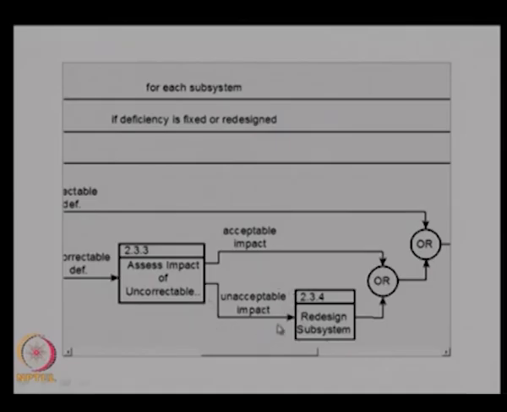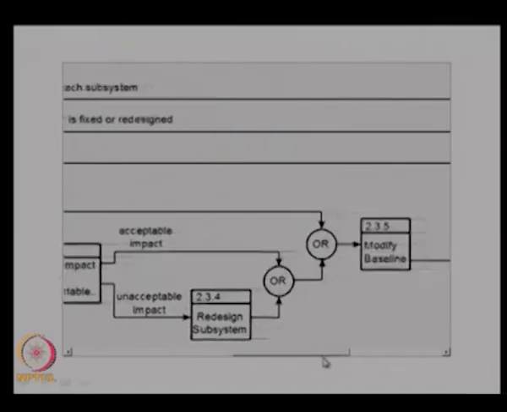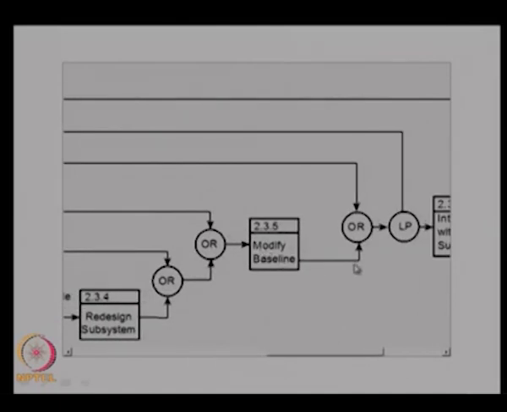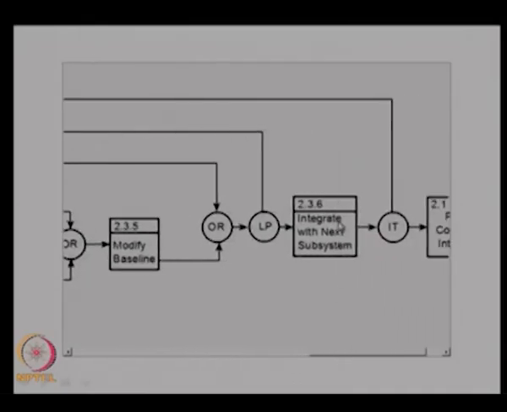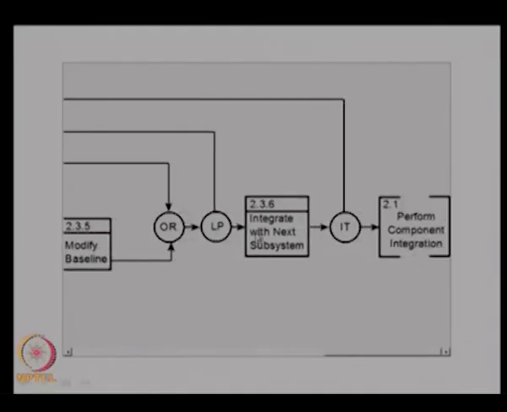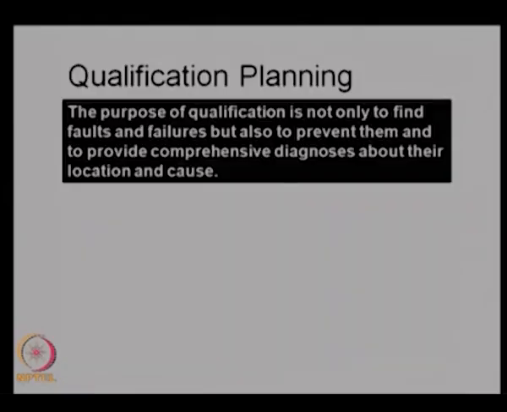So, if there is an unacceptable impact, we redesign the subsystem and it will go through to the modify baseline and then again go out here and go back to the testing stage. From here it will go to the testing again, and then once it is tested and cleared, it will come to the integration with the next subsystem and continue it till all the integration has been completed. So, this is the process how we do the subsystem level integration.